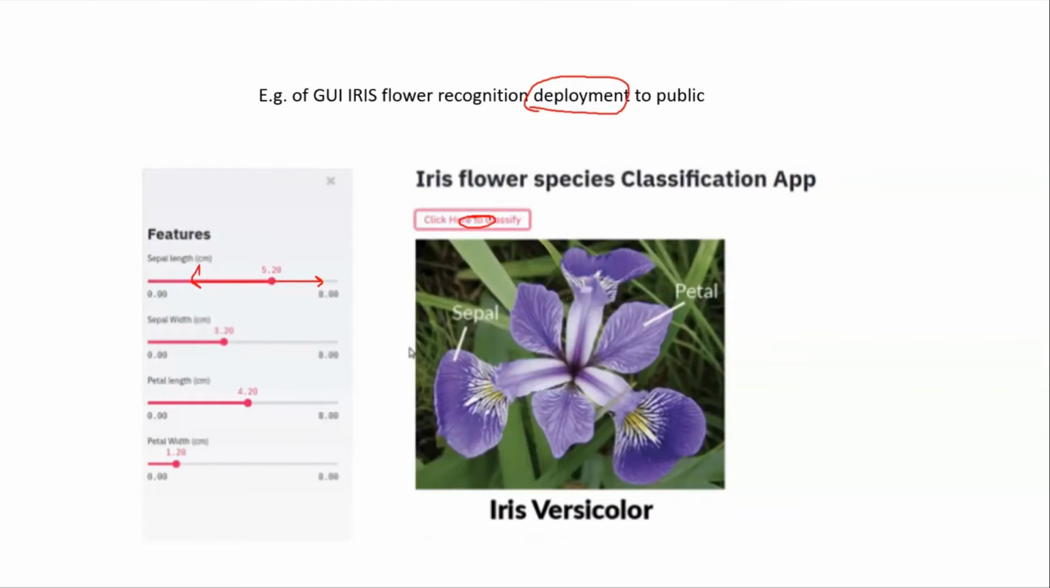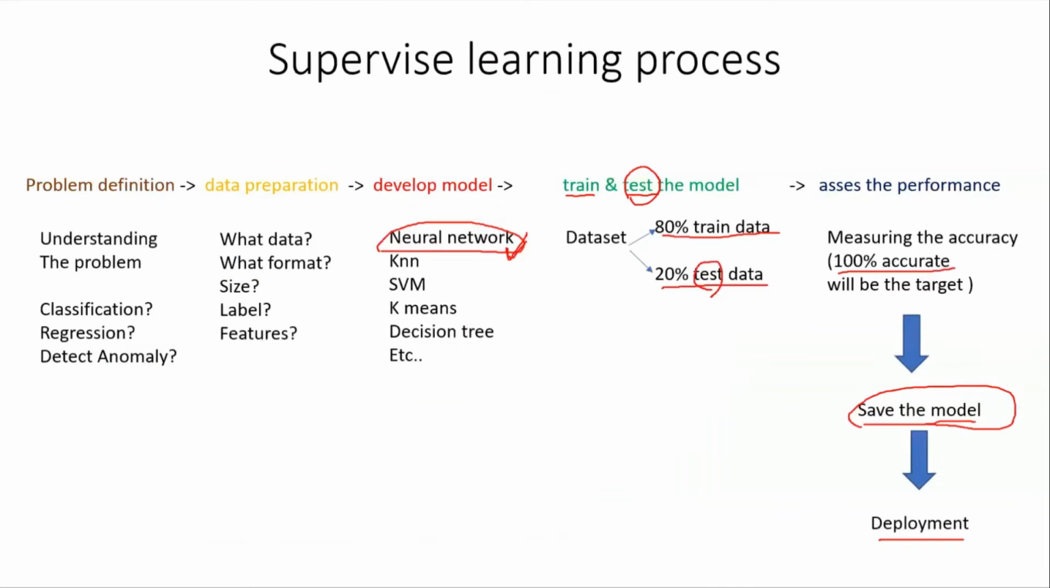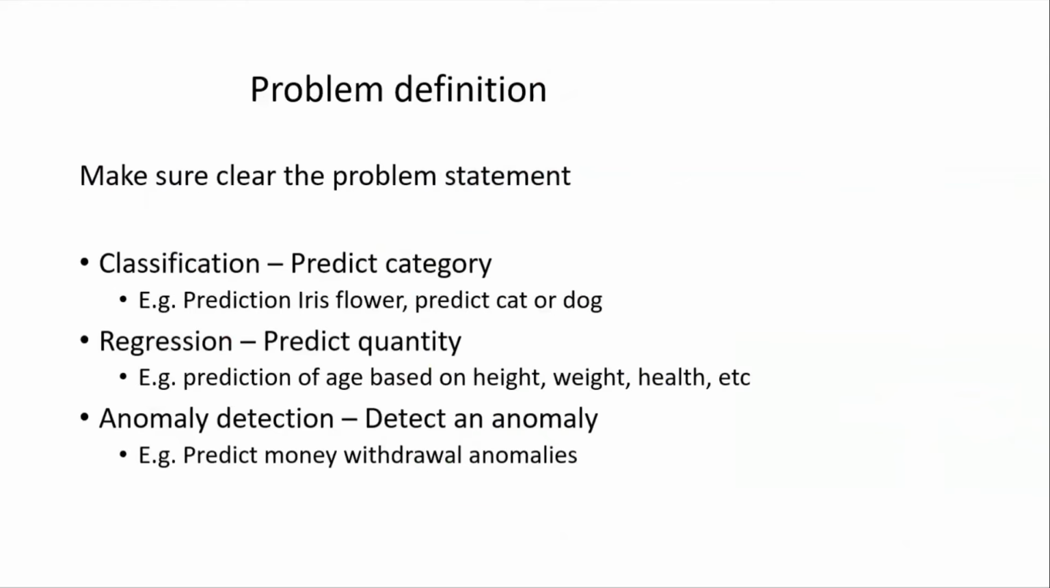All right, so we're going to move one by one here: problem definition, data preparation, develop model, train, and assess the performance. First, we're going to look at the problem definition. This is the important part. You have to make sure your problem is very clear: what to do, what problem you're going to solve.